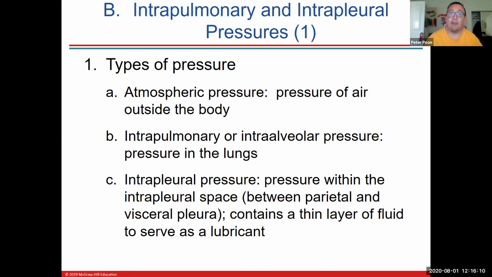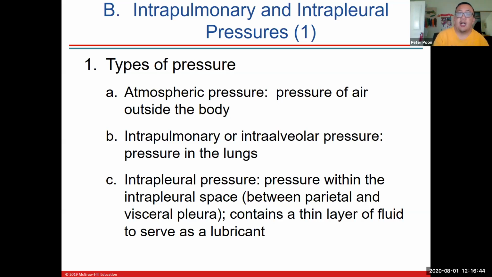Couple of definitions. Atmospheric pressure is the pressure outside the body, the pressure of the air outside the body, okay? If the pressure of air outside the body is higher than the pressure inside the body, air will rush into the body. If the pressure of air inside the body is higher than the atmospheric pressure, the air will leave the body. Okay, so that pressure inside the lungs is called intrapulmonary pressure.